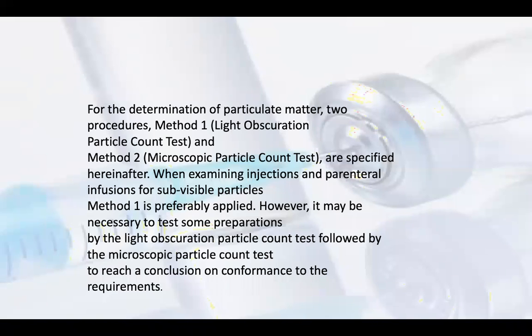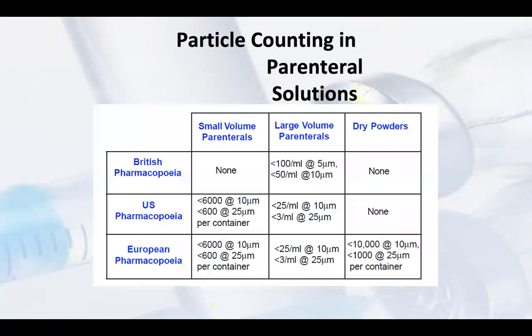Method 1 is preferably applied. However, it may be necessary to test some preparations by the light obscuration particle count test followed by the microscopic particle count test to reach a conclusion on conformance to the requirement. They are allowed only up to certain limits of particulate matter, because when they are sealed with heat, there is a chance that carbon can get in as an impurity. So that is particulate matter.